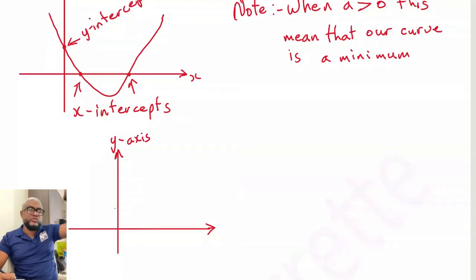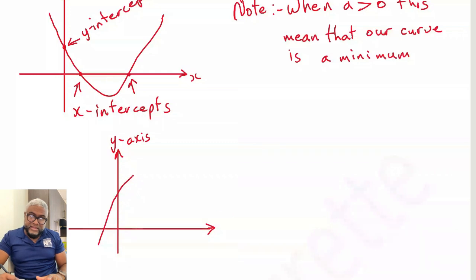So I just said the U is the minimum curve. Now the mountain would be your maximum. You see that there, Alex?